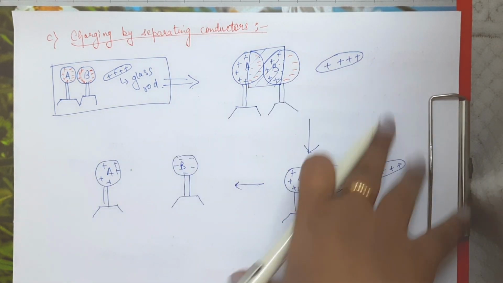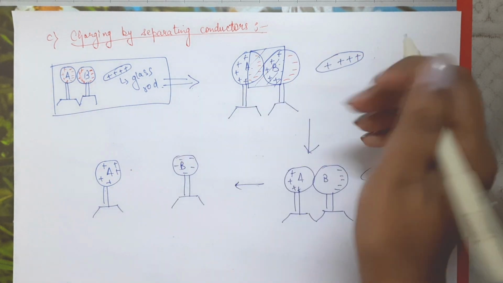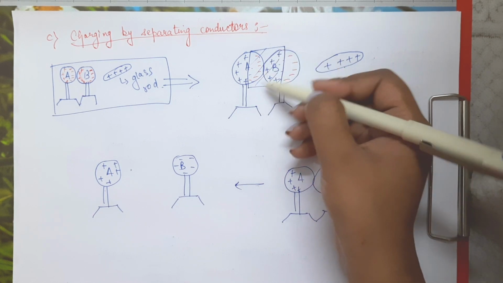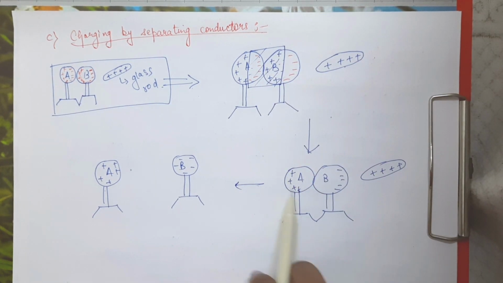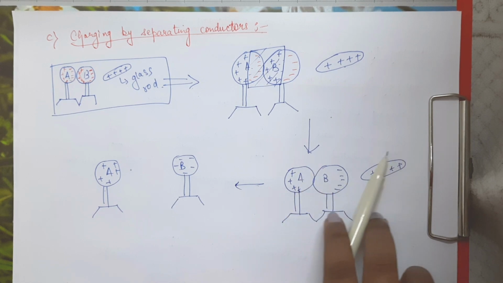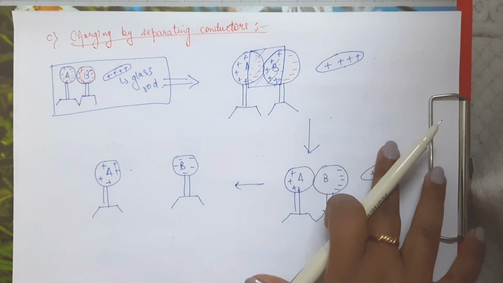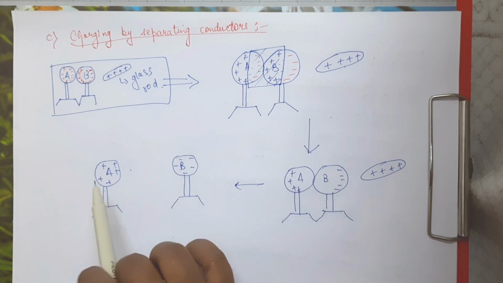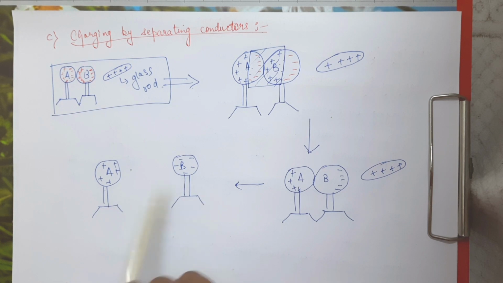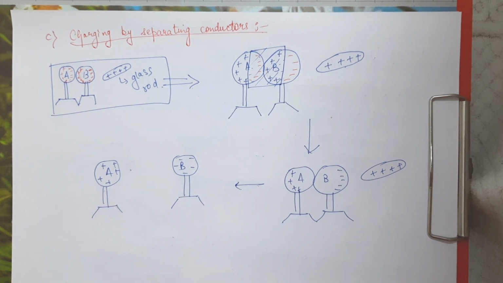I hope this whole process is clear. Due to this glass rod, this charge redistribution has happened. This middle part gets neutralized. We are having positive charges here, negative charges here. This is the neutralized part. Now we will separate these two and remove this, and we will be having two conductors, one positively charged and one negatively charged. So this is the third process of charging. I hope these processes of charging are clear to you.